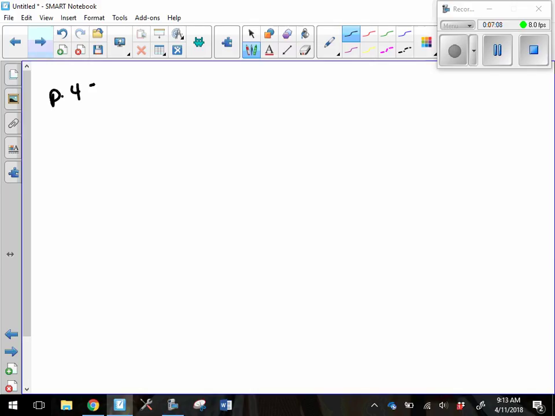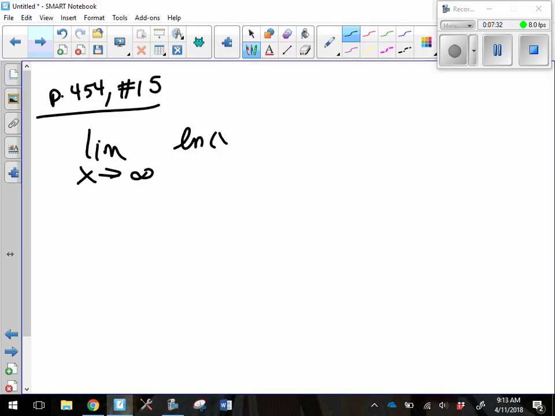So let's do page 454, number 15. Okay. So this one is the limit as x goes to infinity, I think, of the natural log of x plus 1 over the log base 2 of x.